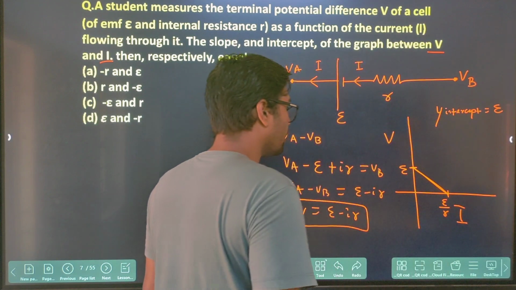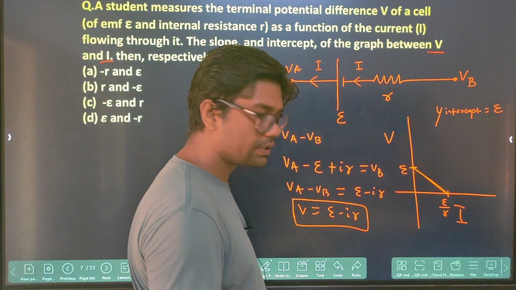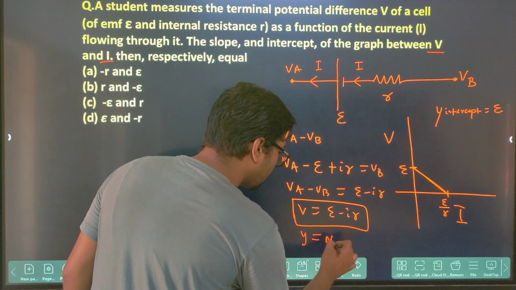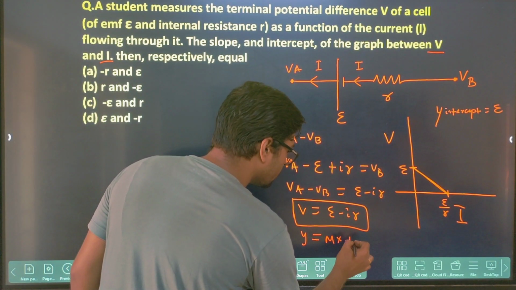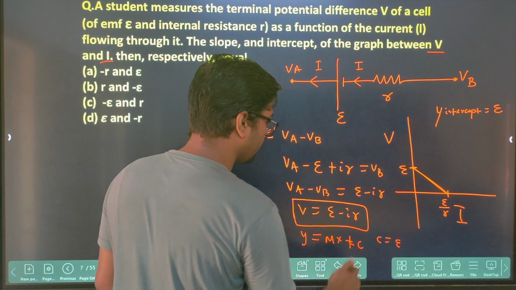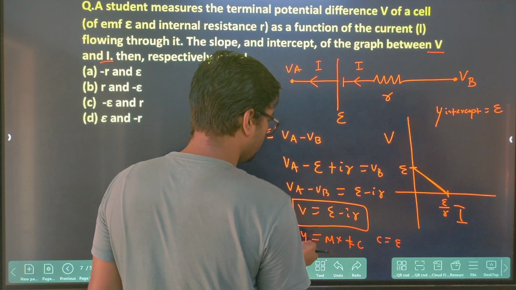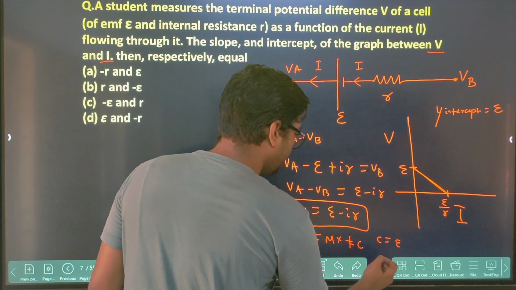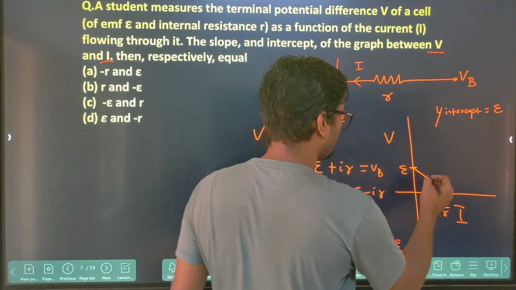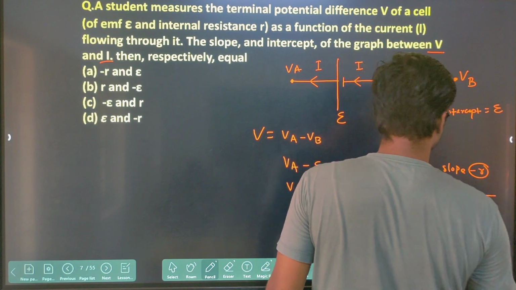And what is the slope here? The slope will be minus r. This is the same as the equation y equals mx plus c. If you see clearly, c is your E and I is your x. Y is your V and m is equal to minus r. So the slope here is equal to minus r.